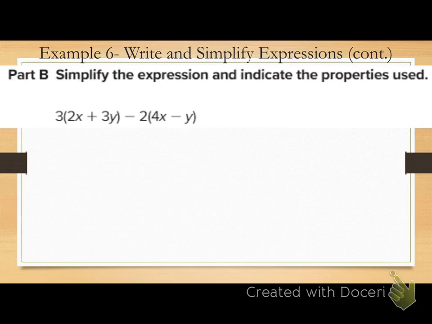Yeah. I've got some numbers times some sets of parentheses. That means I'm going to have to use my distributive property. This 3 is getting distributed to the parentheses that it's being multiplied by. This right here is getting distributed to this set of parentheses. So, I'm multiplying out. What's 3 times 2x? 6x. 3 times 3y? 9y. Any questions with my first set of distributive properties? We okay with how I got that?